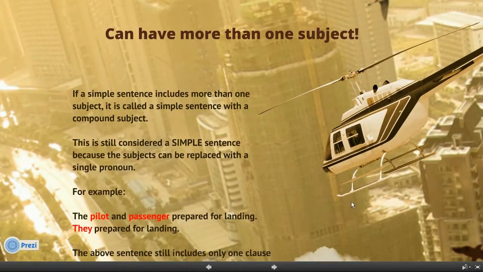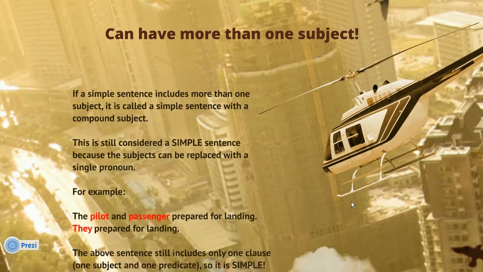Now, it does get a little bit trickier than that. There are simple sentences that have more than one subject. Those are called simple sentences with a compound subject. It's still considered a simple sentence because the subjects can be replaced with one single pronoun. Pronouns are words like he, she, they, it.